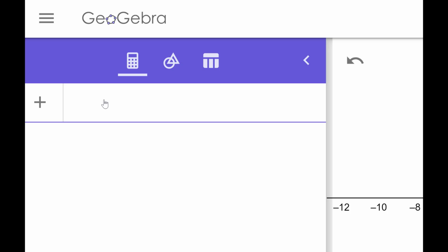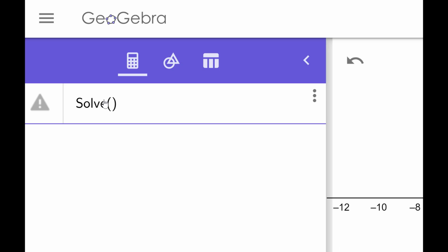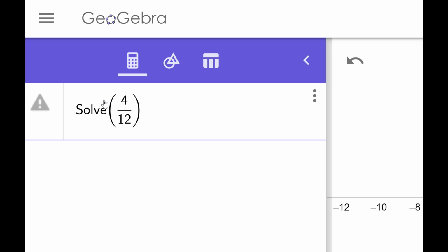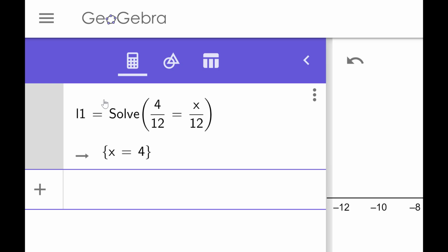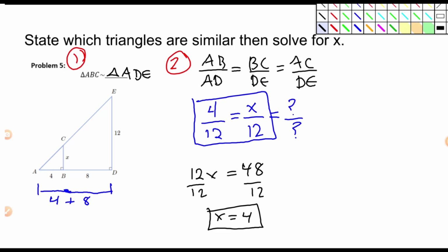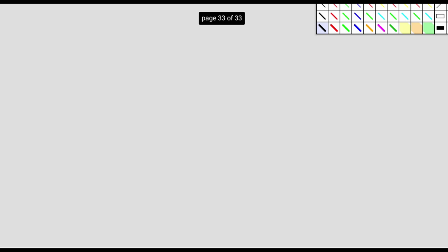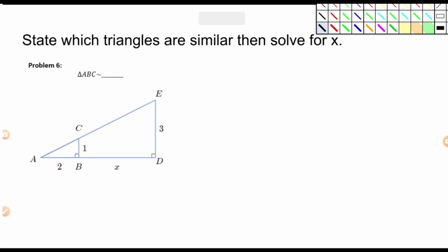All right, let's do it. Solve. What's my equation? 4 divided by 12 is equal to x divided by 12. So simple. Done. Not too bad. These are the advanced problems, but they don't look too advanced to me. This looks pretty simple. So let's try our last problem.